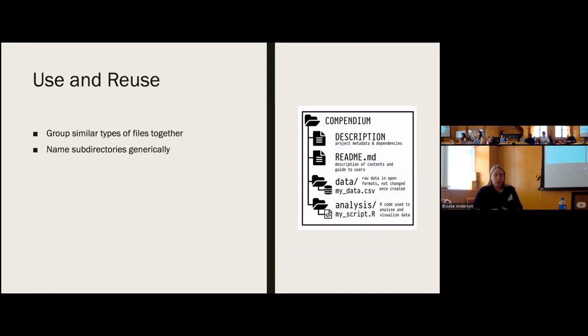So two of the key things to think about here, first of all, is to group similar types of files together. And you can see this is an example we'll go into more deeply as we continue. And this is from a paper by Marwick et al. in 2018, and I'll get the reference for that in a minute.